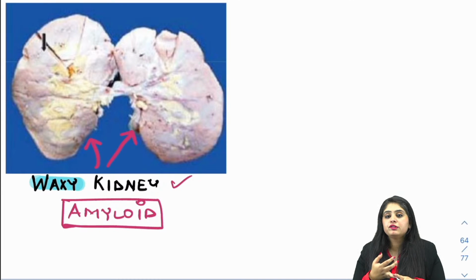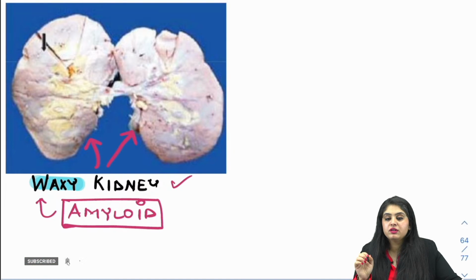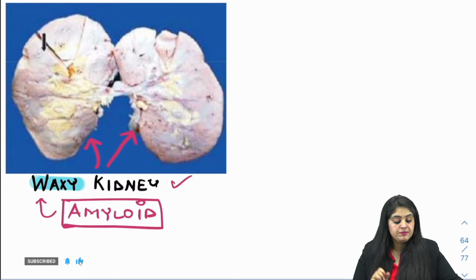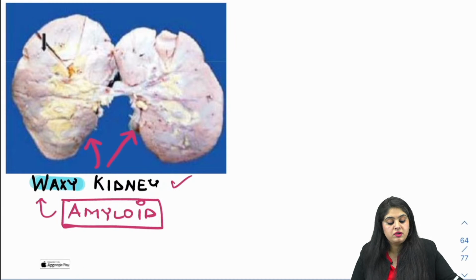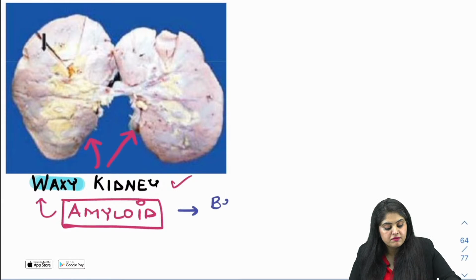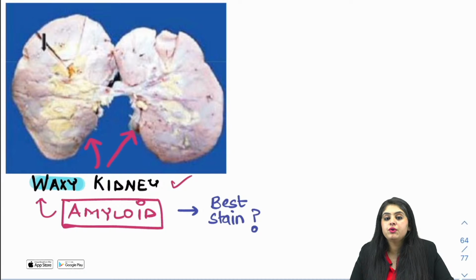If they say amyloidosis spleen, waxy liver, waxy heart, anywhere amyloid is going, that area is going to become waxy. That is how I learn it. So quickly tell me something from general path. What is the best stain for staining amyloid? This question you know, it's a confidence booster for you. What is the stain for amyloid that you got to know, guys?